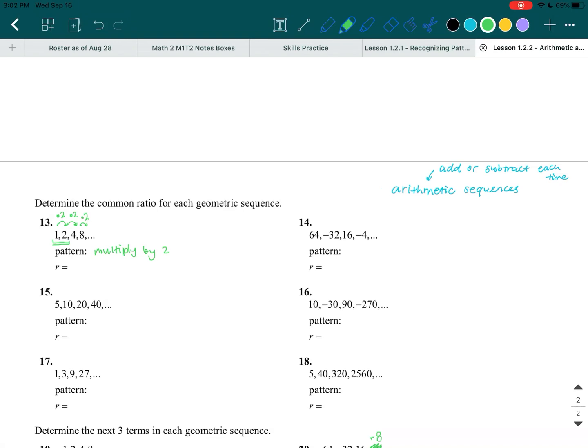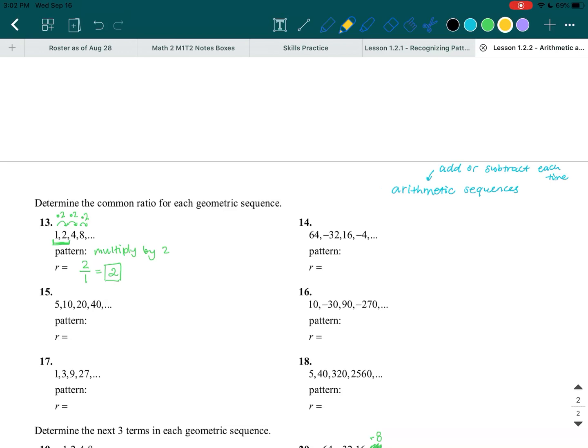So let me show you how you calculate our common ratio, the R value, the common ratio. So you're going to choose any two numbers. I'm just going to choose the first two numbers for consistency. So we're going to take the second number, which is 2, divide it by the first number, which is 1. So 2 divided by 1 gives us 2, which is our common ratio of 2. This is the number you multiply by every single time.